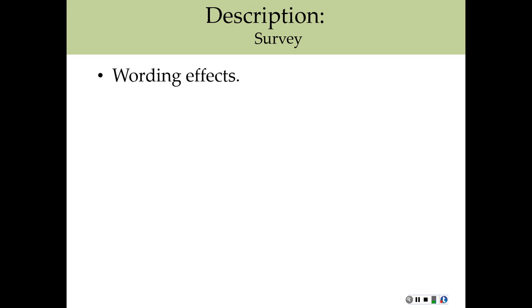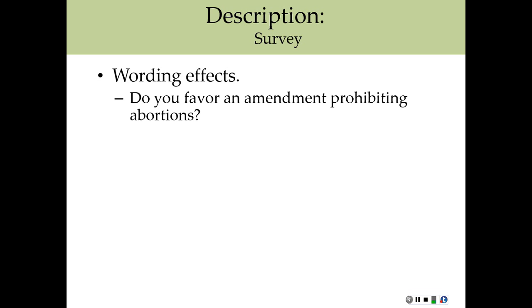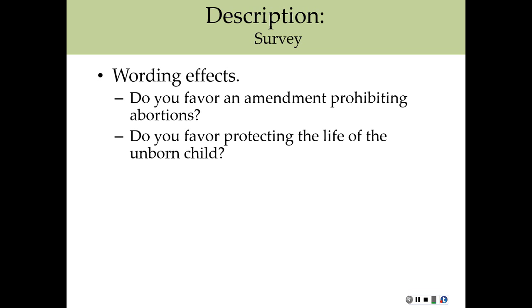Okay, so I wanted to describe some of the problems that are inherent in surveys. A lot of them have to do with wording effects. So I'm going to stick with wording effects and give you lots of examples of what I mean. Here's an example of a question that was posed to a group of respondents. Do you favor an amendment prohibiting abortions? A different group of people were asked, do you favor protecting the life of the unborn child?